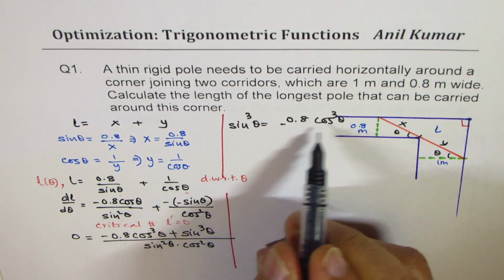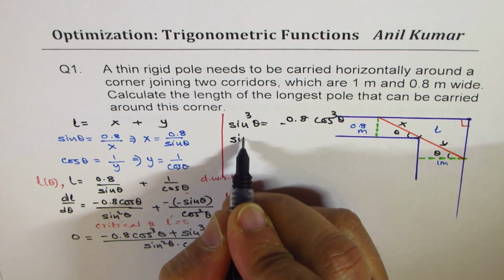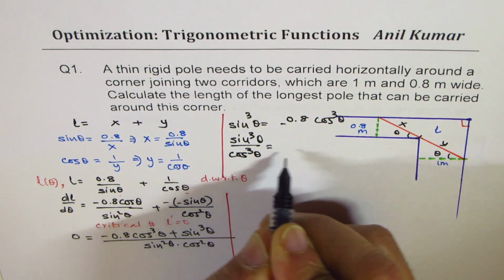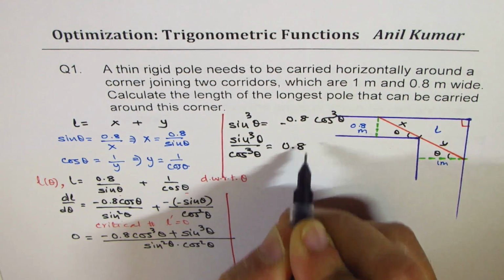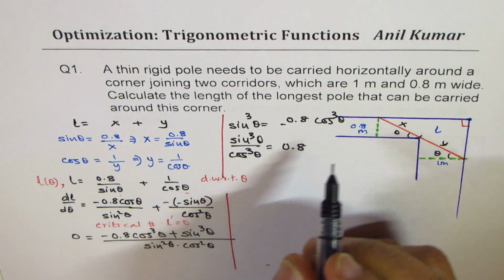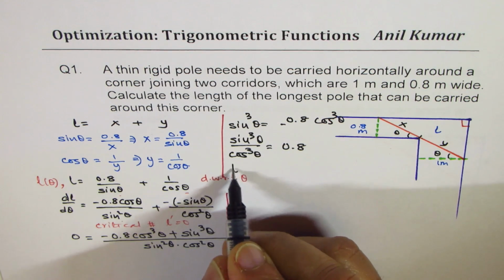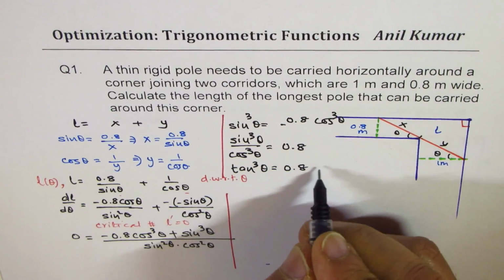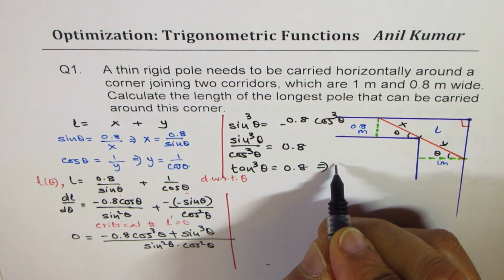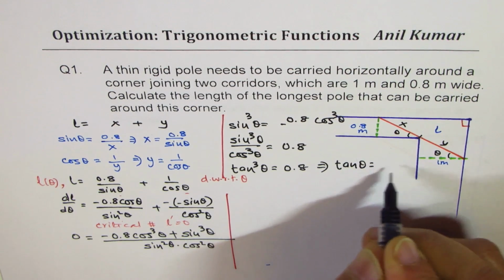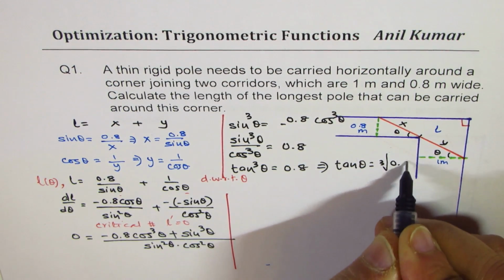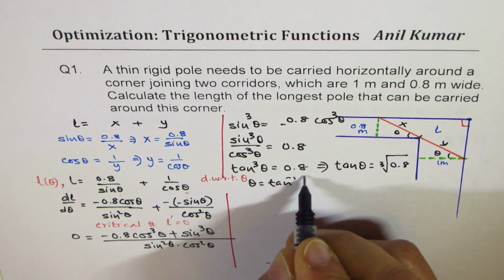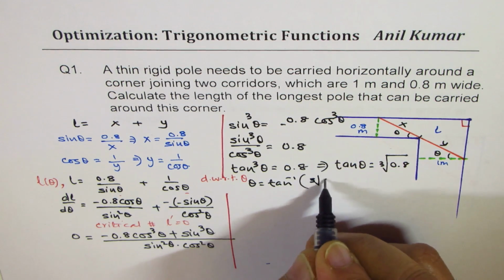Now we'll divide both sides by cos cube theta. So we get sine cube theta over cos cube theta equals 0.8. And so that is tan cube theta, right? So tan cube theta equals 0.8. And that gives you tan theta equals the cube root of 0.8. So theta equals tan inverse of the cube root of 0.8.